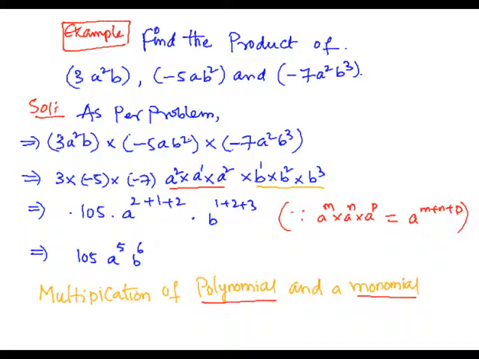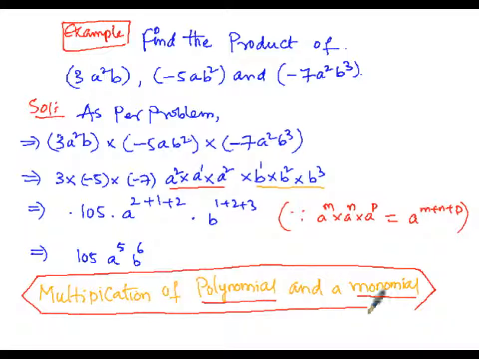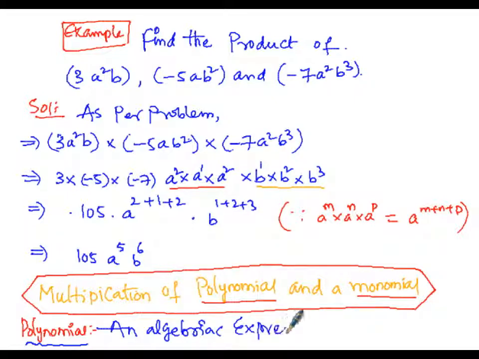So here, before going on to the multiplication of a polynomial and a monomial, let us write the definition of a polynomial separately. In the definition, an algebraic expression with two or more terms in it is called a polynomial.